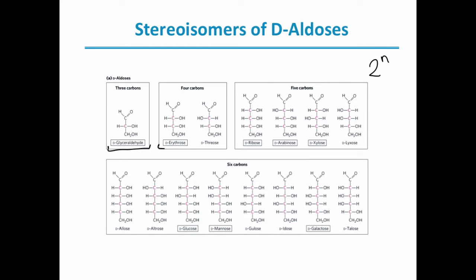Then here, if we have 2 chiral centers, there would be a total of 4 stereoisomers, and 2 of those are shown here, both of the D isomers, which vary in the chiral configuration at that carbon. So notice that at that carbon, the OH is on the right in erythrose and on the left in threose. So these are diastereomers.